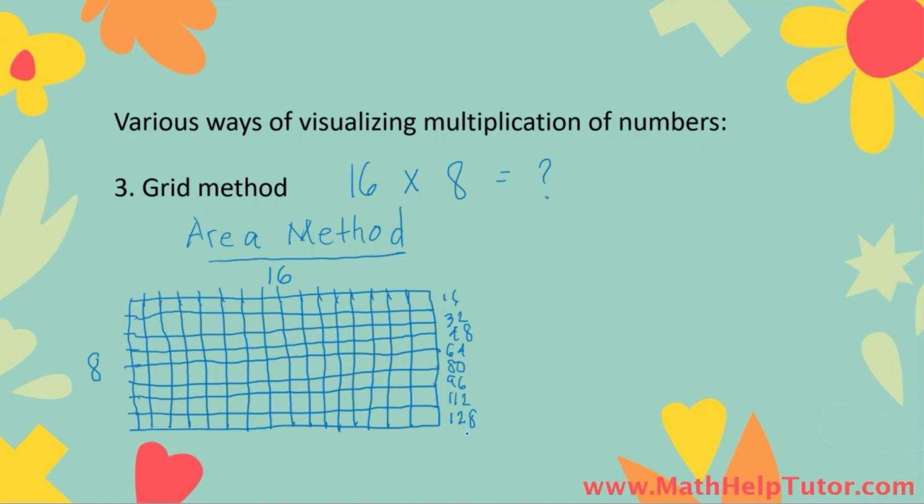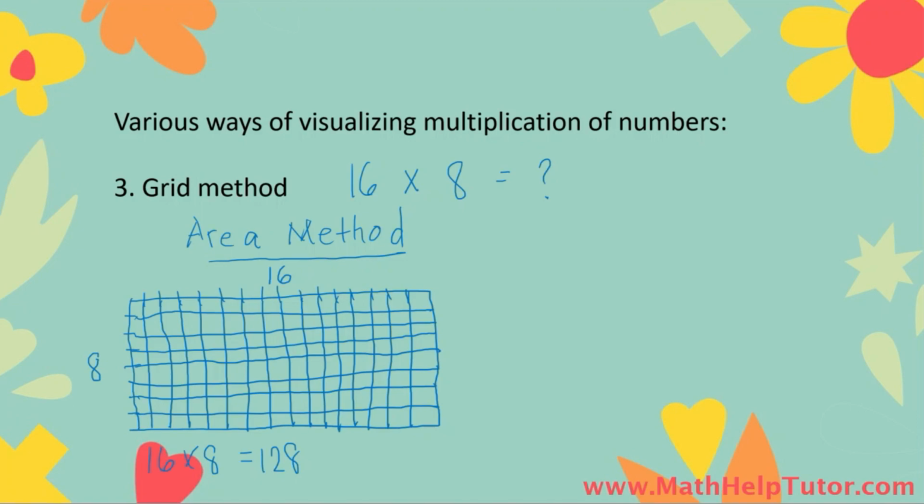128 squares. So using the area method, by drawing a rectangle which has a length of 16 squares and a height of 8 squares, and by counting all the squares inside this rectangle, we find that the answer is 128. So that is the answer to 16 times 8 using the area method. And you can see it took us a long time to find the answer, right? Now let's do the grid method.